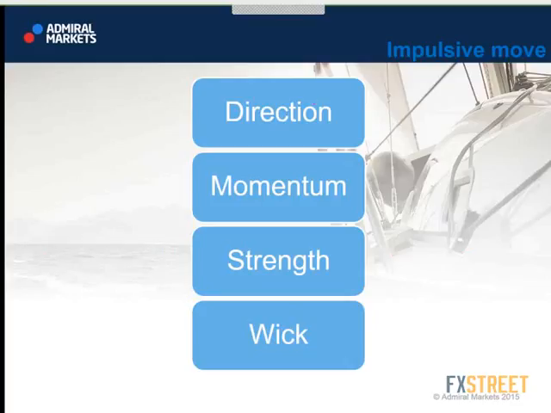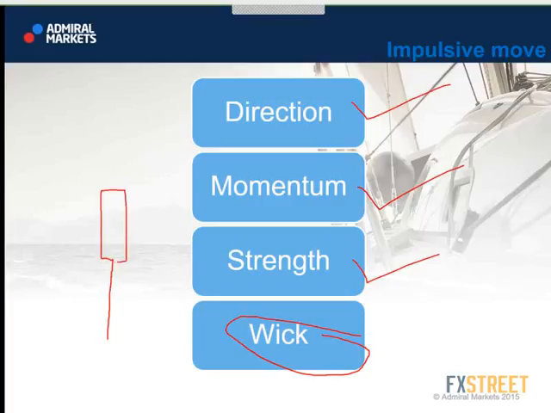Impulsive move is governed by direction, momentum, strength, and wick, which is, for me and my trading style, more important than the body of the candlestick. More important. Because if you see a candlestick like this, for example, you know that this is a hammer, right? And everyone knows this is a hammer. And every single trader knows that this is a bullish hammer, right?